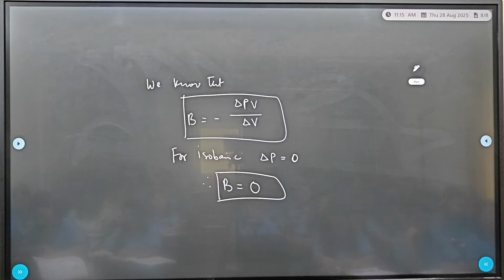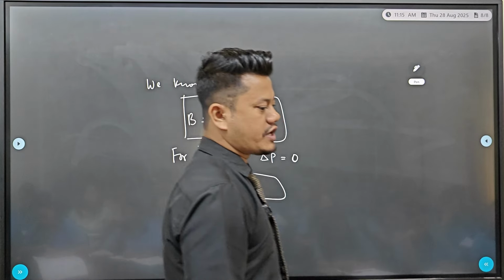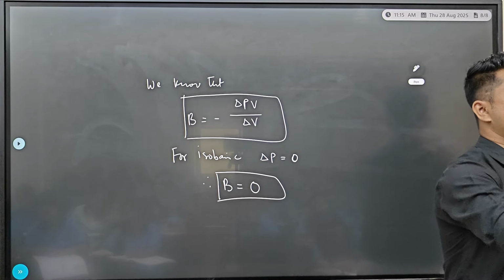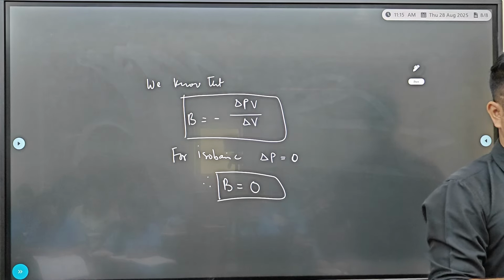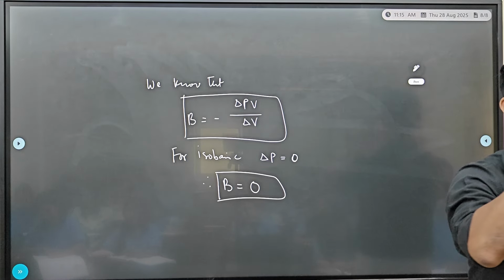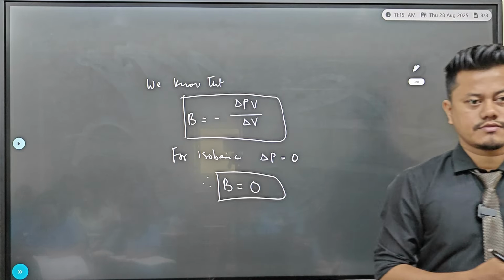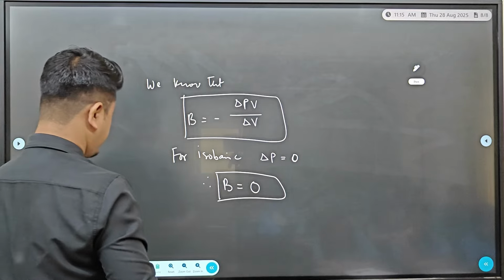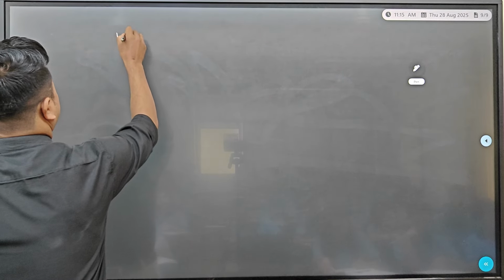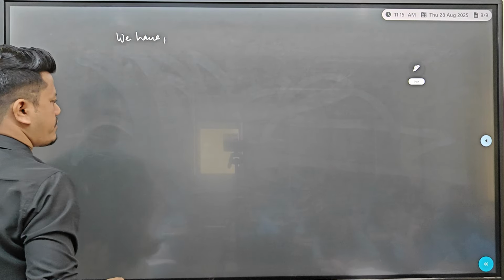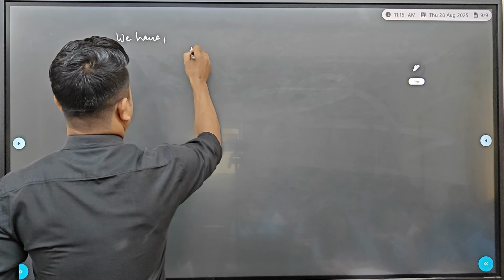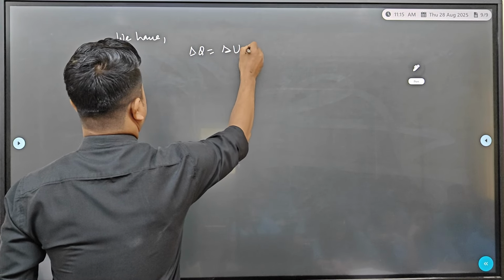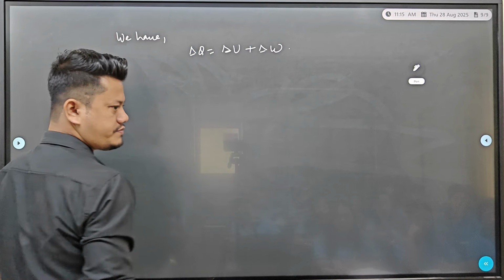Done? Let's go for the last interpretation. Just write first law of thermodynamics. Let's try to understand under isobaric process, constant pressure, what happened to the equation of first law of thermodynamics. Is that clear? First law of thermodynamics. What is the first law of thermodynamics? Del Q equal to del U plus del W, yes or no?